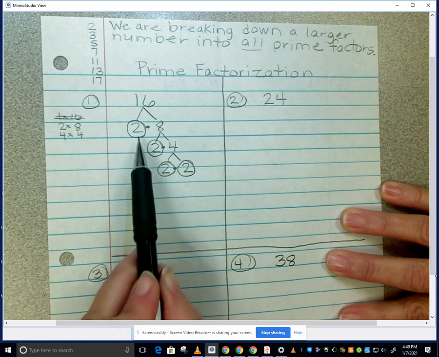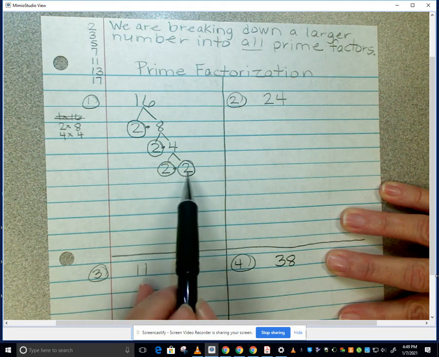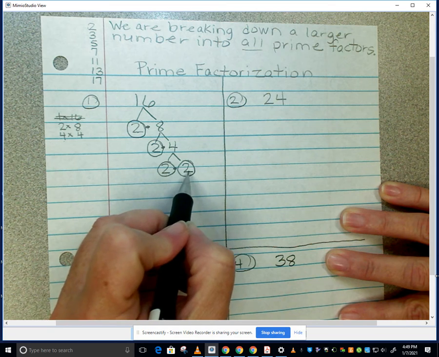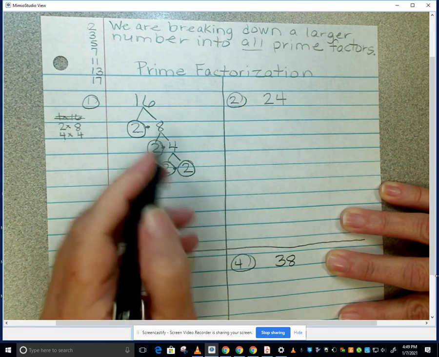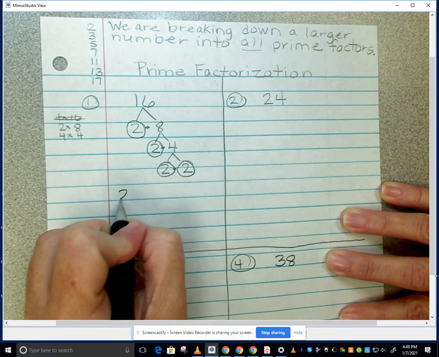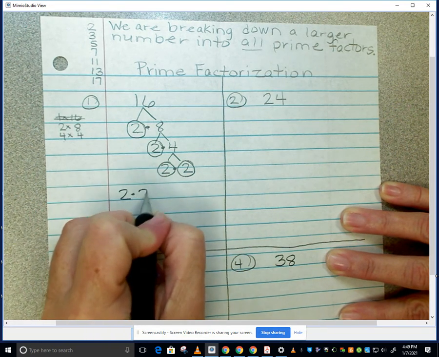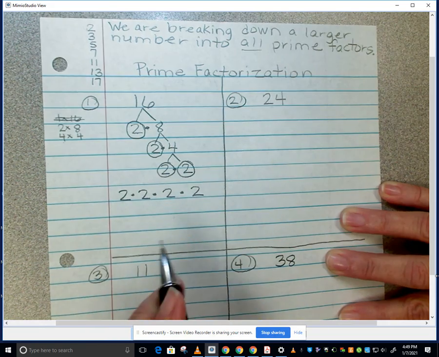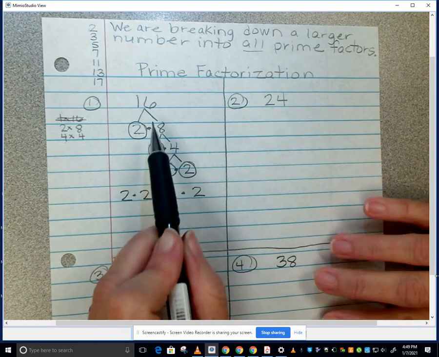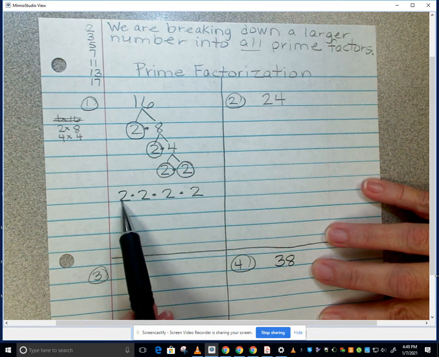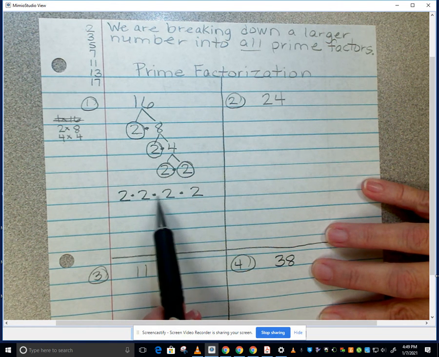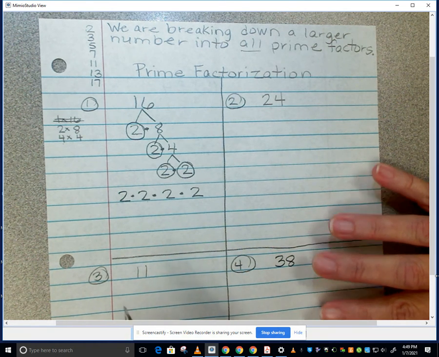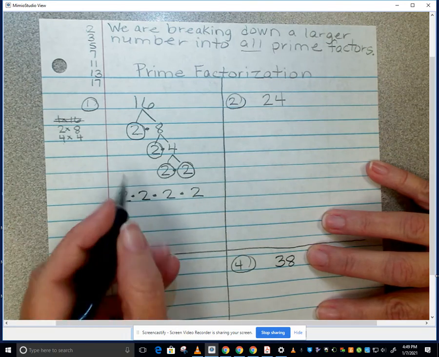All of my numbers that are dangling on the ends are circled. So when I write the prime factorization, I write these in order from least to greatest. And thankfully, they're all the same number. So the prime factorization of 16 is 2 times 2 times 2 times 2. And if I multiply across, it'll equal 16. 2 times 2 is 4. 4 times 2 is 8. 8 times 2 is 16. So that is the prime factorization of 16.